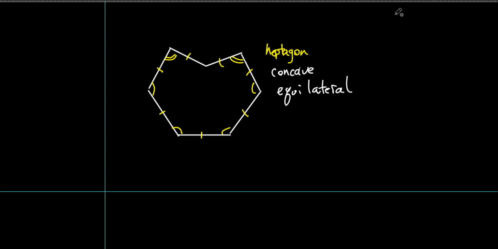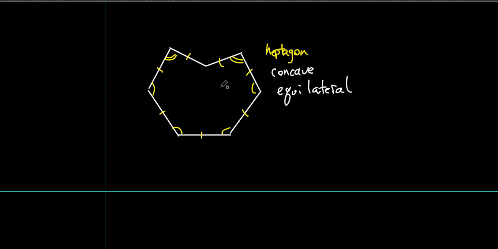Okay, regular means it's both equilateral and equiangular. So regular means all the sides are equal and all the angles are equal. So is this a regular polygon? No, because all the sides are equal, but all the angles are not equal to each other. All right, so it's not a regular polygon.